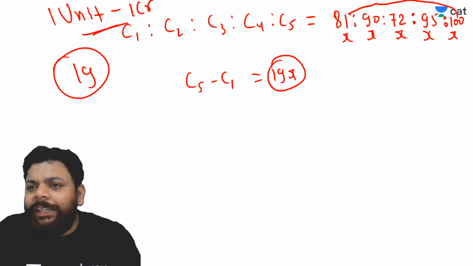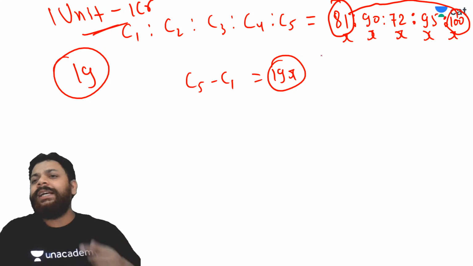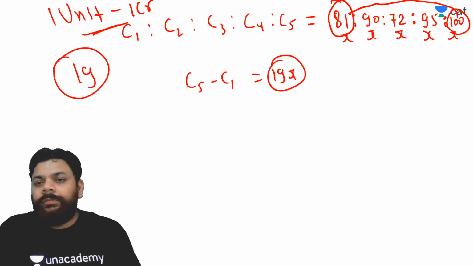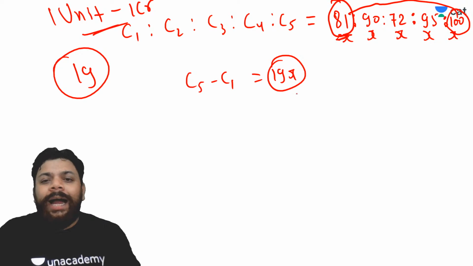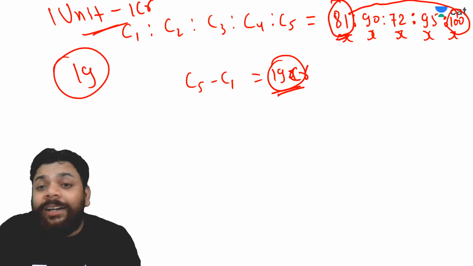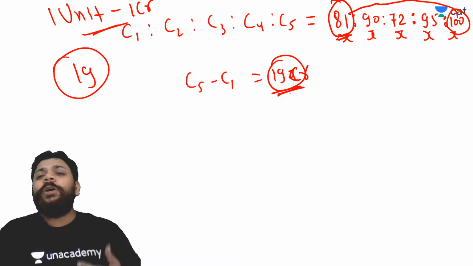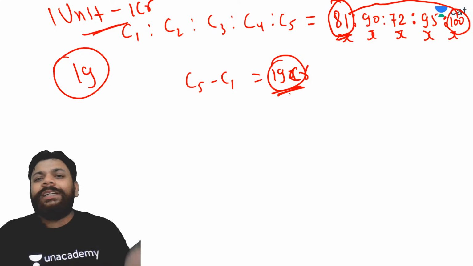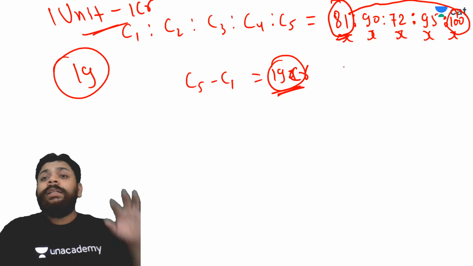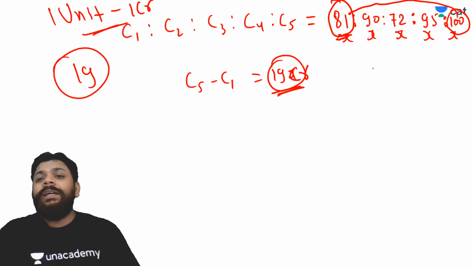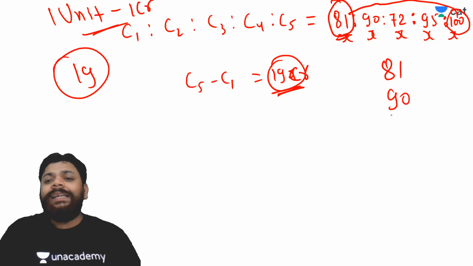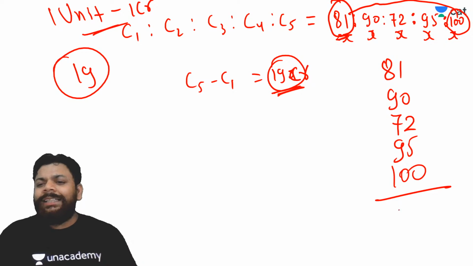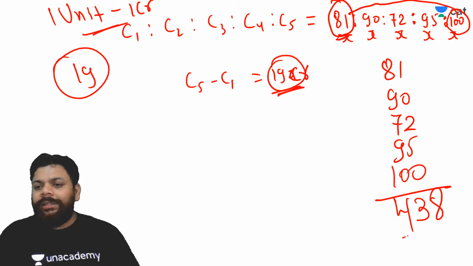Just try to think, यहाँ पे C5 और C1 के बीच का जो डिफरेंस है, C5 is 19 more than C1 and 19 unit more. Since ये 19 unit है, x छोड़ दो, and in case of crore, this is 19 crore more. That means, is it possible to say that 1 crore will be equivalent to 1 unit, or 1 unit is equivalent to 1 crore? The only thing that you have to do is, now you have to add 81, 90, 72, 95 and 100, and that is how you will get answer as 438.